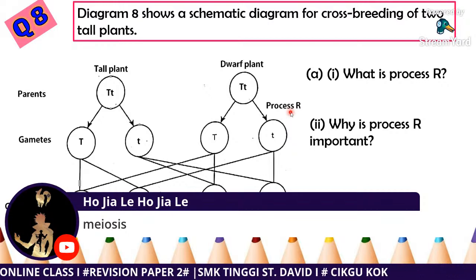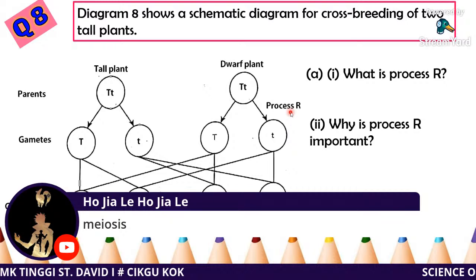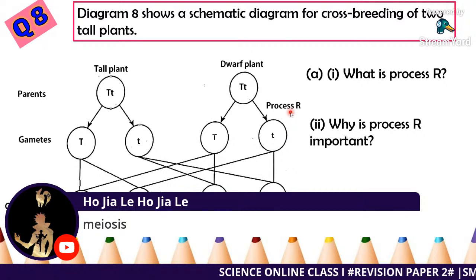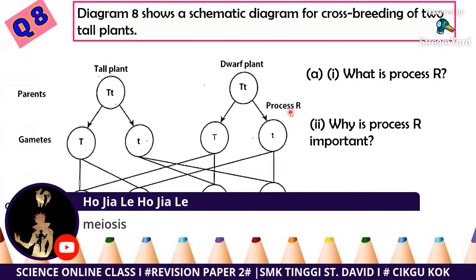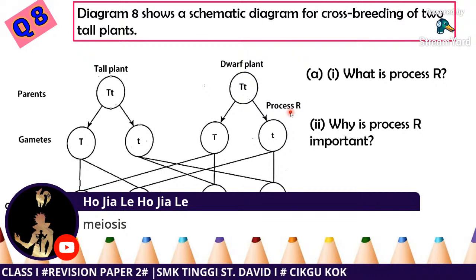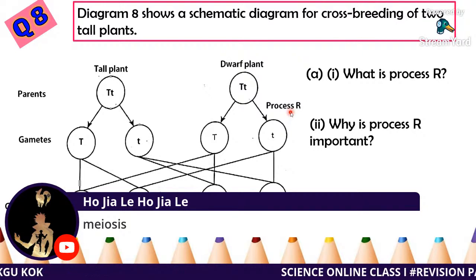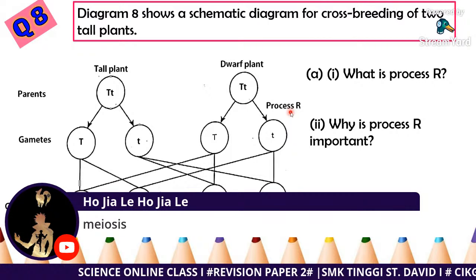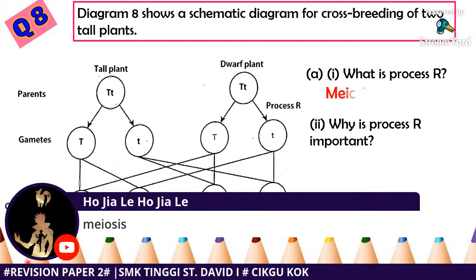Okay, the answer is meiosis. Meiosis means they produce cells where the daughter cell has half from the parents. You see the tall plant is a capital T and small t. So after process R, meiosis, they produce half of the cell. That means they separate, capital T and small t. So I show here, meiosis.